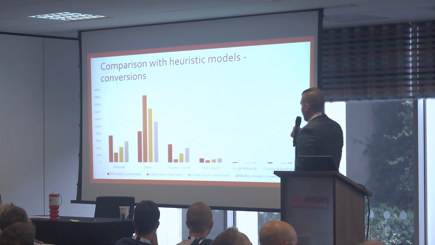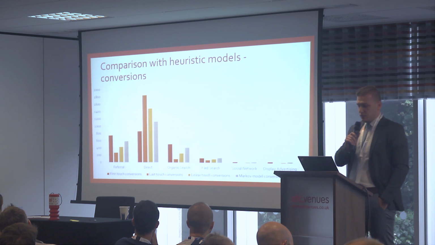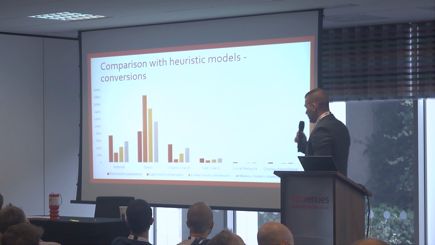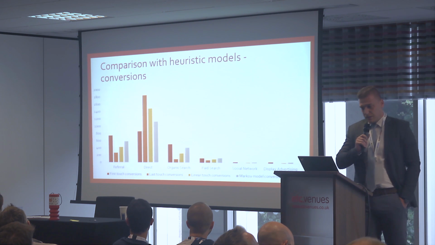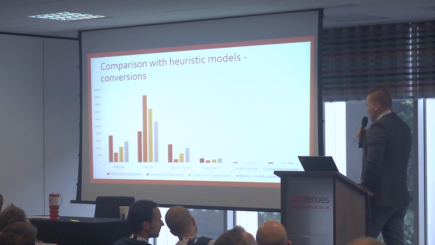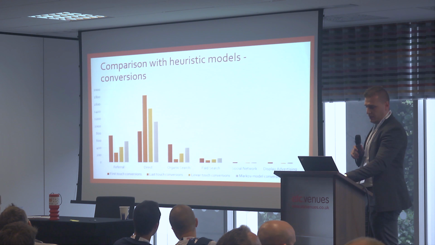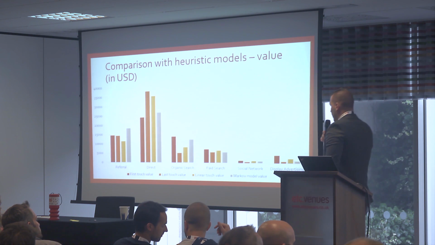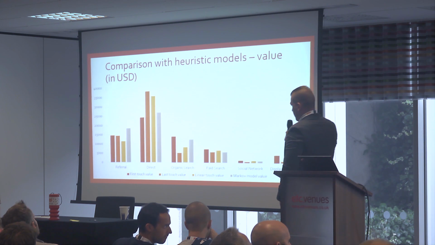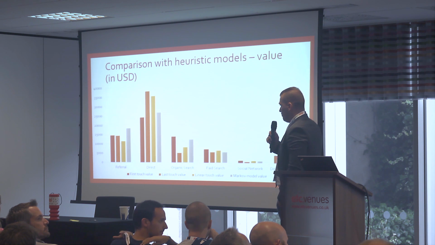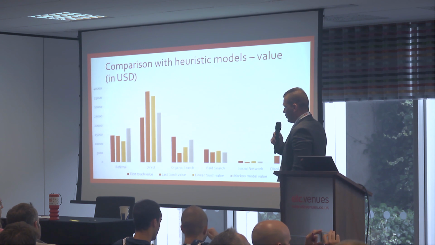Okay, so now let's look at the comparison of heuristic models with the Markov chain. As you can see, the distribution of conversions assigned to particular marketing channels is different. It underestimates direct traffic and distributes more conversions to, for example, referral traffic or organic search. The same can be seen in the comparison of value or revenue generated. So we can see that, for example, referral traffic based on the Markov chain generated more revenue compared to heuristic models.